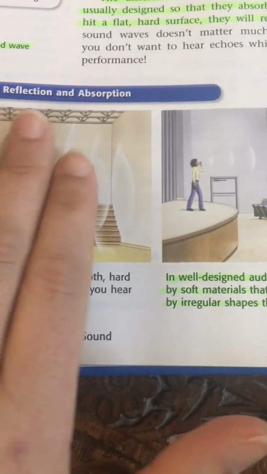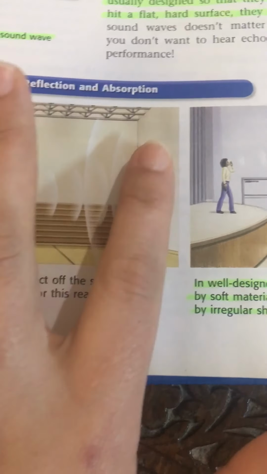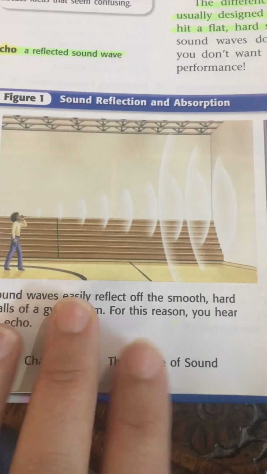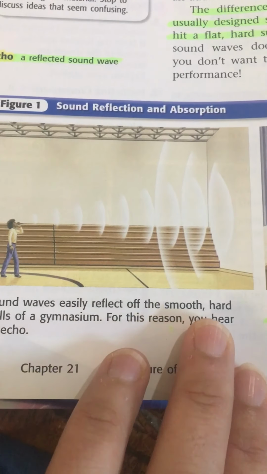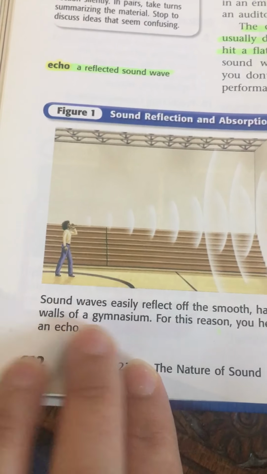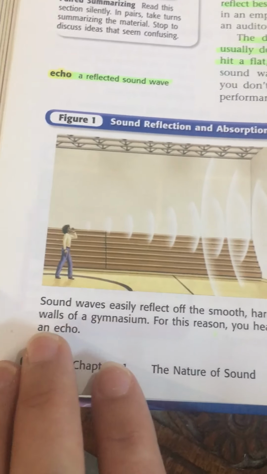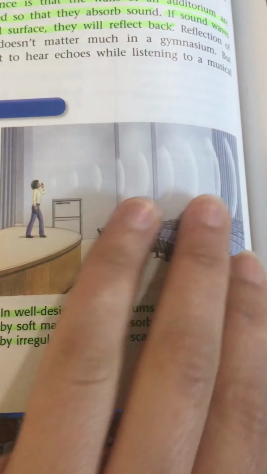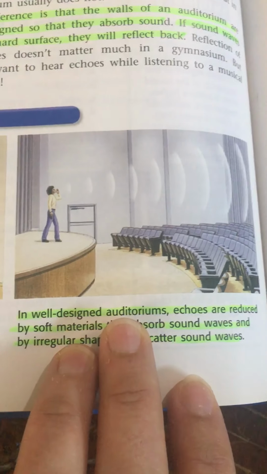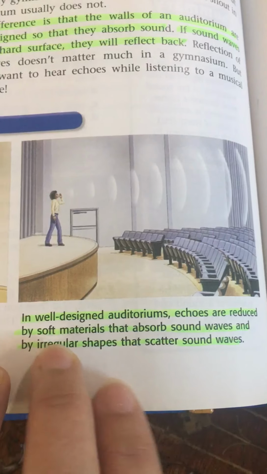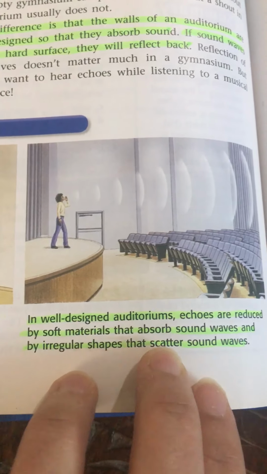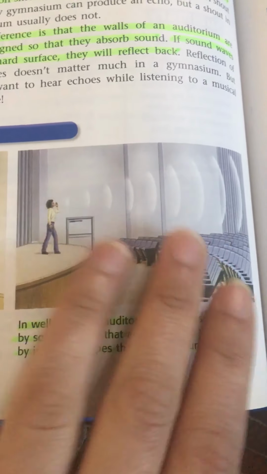In an empty gymnasium with smooth, hard walls like this, sound waves are easily reflected off the walls. For this reason, you hear an echo. But in this picture, you can see that the walls are well designed. Echoes are reduced by soft materials that absorb sound waves and by irregular shapes that scatter sound waves, so you don't hear your voice echo.